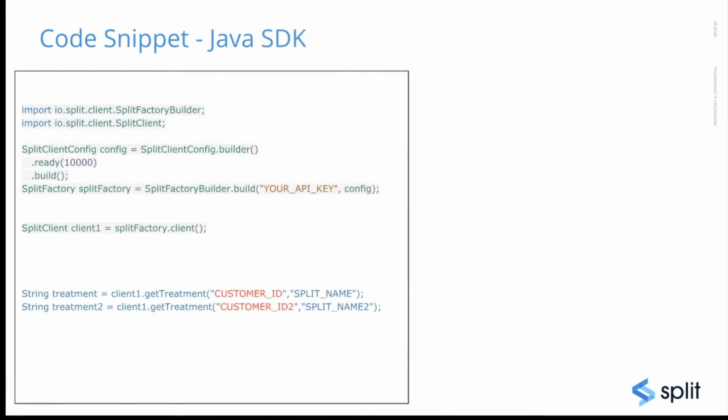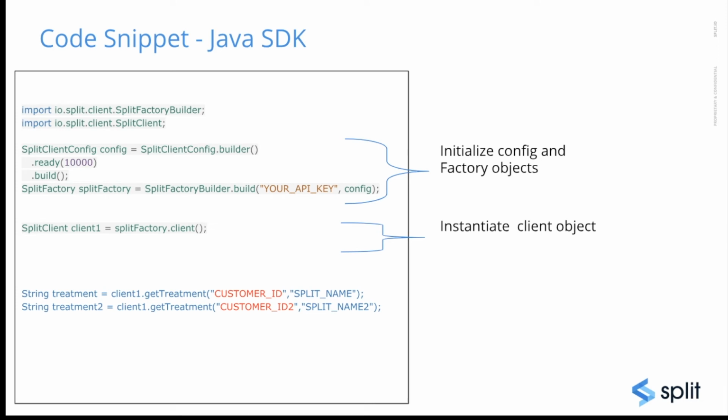For the Java SDK code snippet, and pretty much the same for the other server SDKs, it's much simpler. We initialize the factory object without specifying any key, same thing for the client object, and then we use the same client object to get the treatment for any number of splits with the corresponding keys.